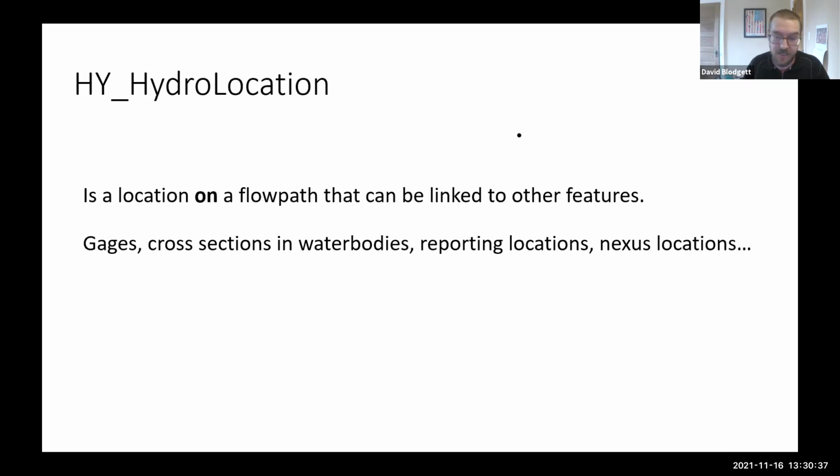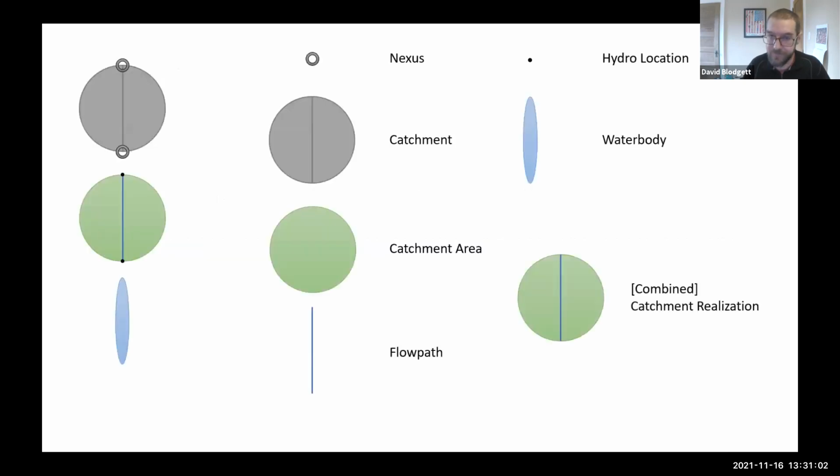So gauges, cross sections that link to water bodies, reporting locations in your model, nexus locations in other data sets, right? Say you have a model that has however many watersheds represented and you want to link that to the NHDPlus network, right? You would represent the confluences, the nexus locations in the NHDPlus as hydrolocations in your model.